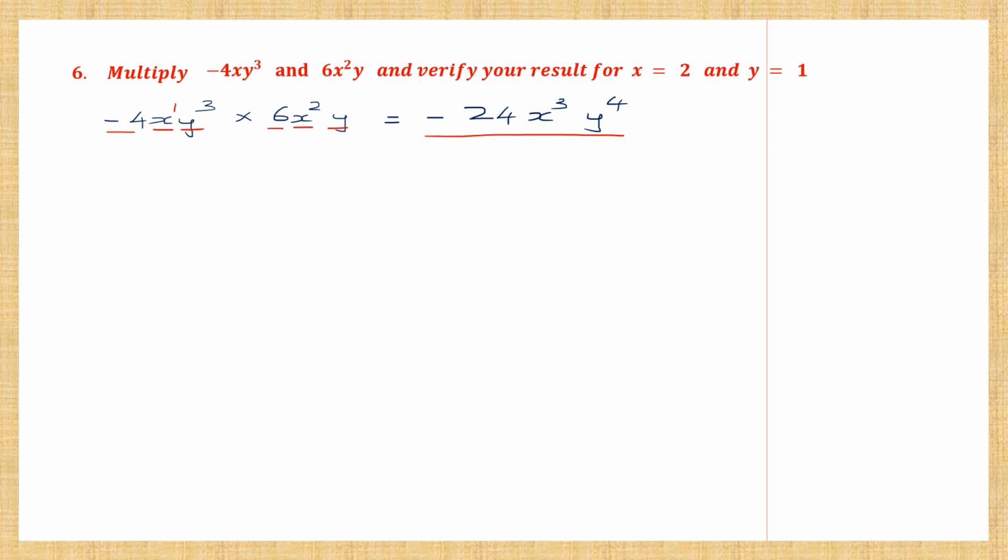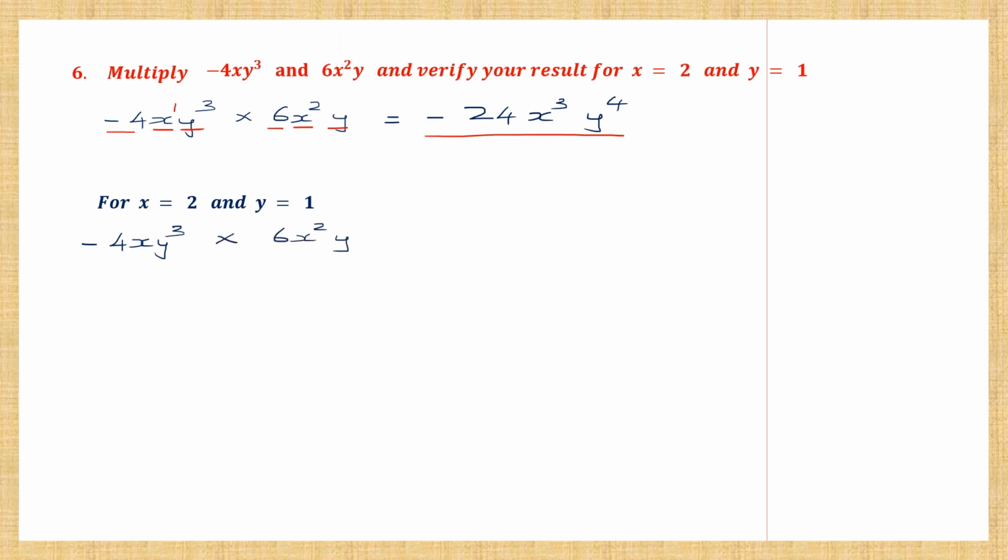Now what we are going to do is we are going to multiply again these two monomials, but this time we are going to substitute x with 2 and y with 1 because that has been given to us. So this is for x is equal to 2 and y is equal to 1. We're going to do the same multiplication. So let's take that minus 4x y to the power of 3 into 6x square y.